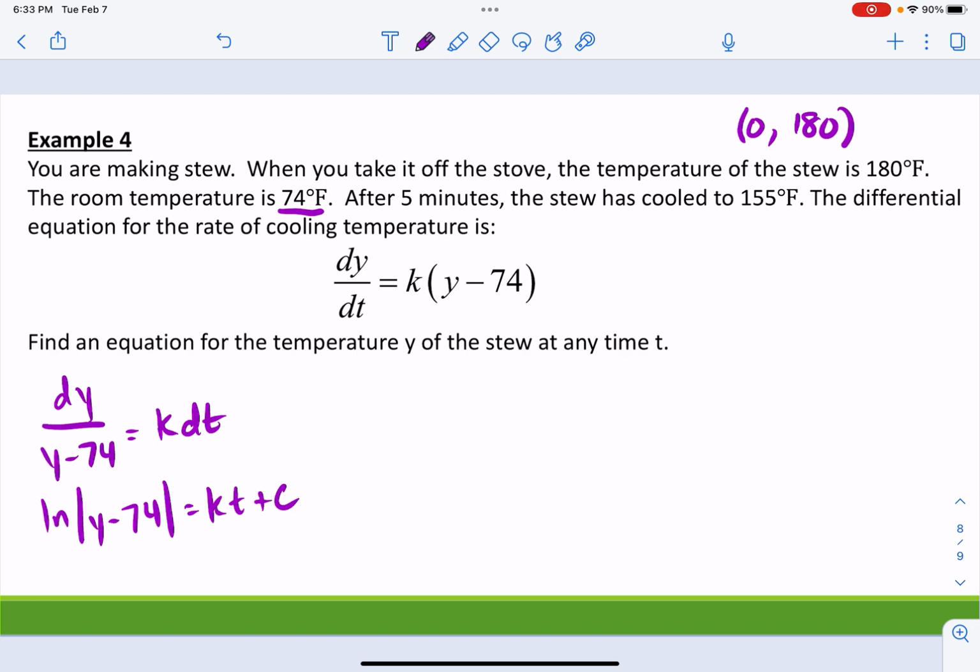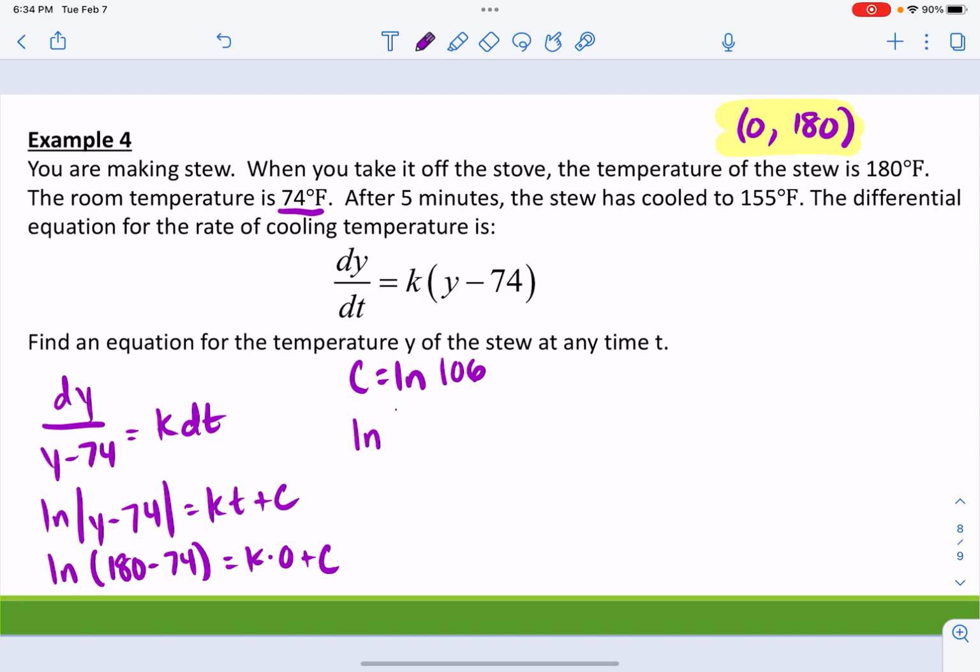Okay, I have an initial condition. When I plug in that initial condition that's up here, I don't need those absolute value bars, so I really have here my y is 180 minus 74 is equal to k times 0 plus C. So C ends up being the ln of 106. So now I have this equation. I don't need those absolute value bars.